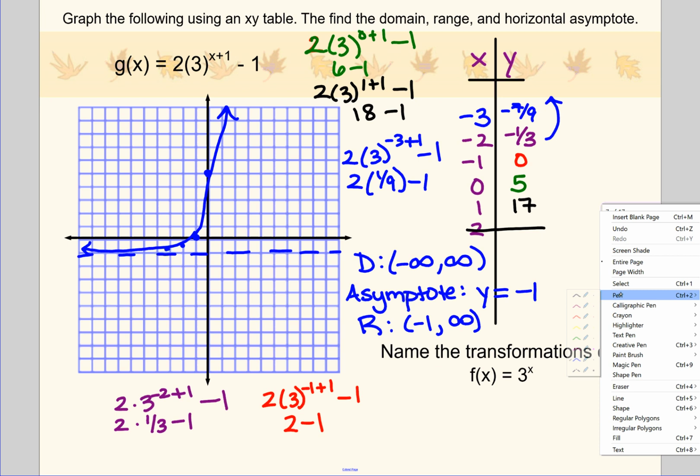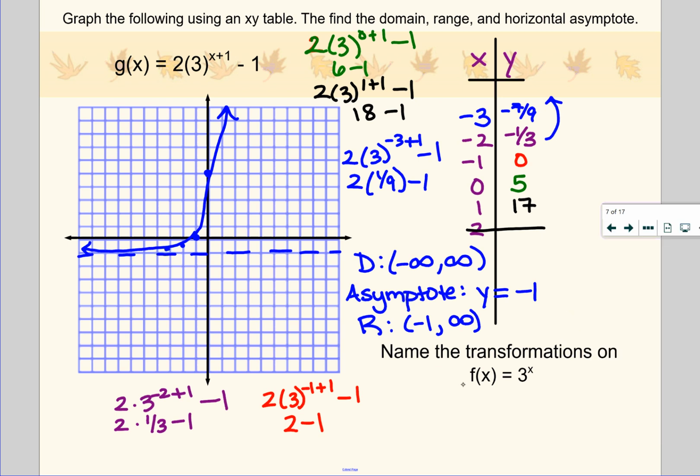Now you may have a Math Excel question that asks you to name the transformations that have occurred. So let's say we started with this basic function, y equals 3 to the x, and then we graphed g. We want to name what the 2, the +1, and the -1 do.